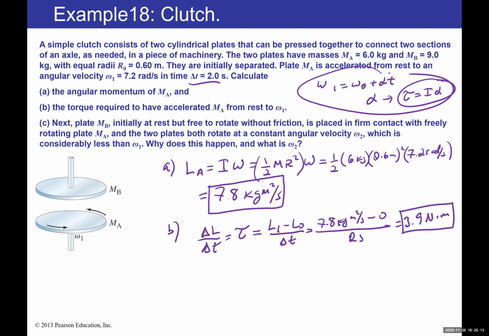The next one says, plate MB, initially at rest but free to rotate without friction, is placed in firm contact with freely rotating plate MA, and the two plates both rotate at a constant angular velocity omega 2, which is considerably less than omega 1. Why does this happen, and what is omega 2? In a way, this is very similar to a perfectly inelastic collision, where two things collide and stick together afterwards, because we are told they have the same angular velocity afterward, rotating together.